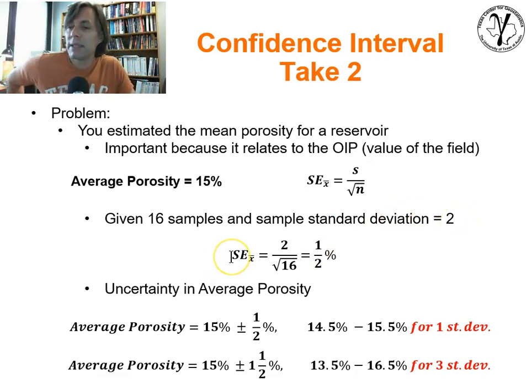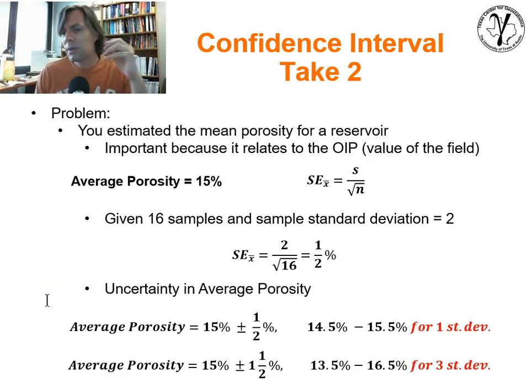So the sample standard error in the mean of that porosity, the average porosity, is going to be s over square root of n, 2 over square root of 16. I made it easy math on purpose. That will be equal to 1/2% in porosity units, just porosity. So that's our uncertainty. You could go back to your boss and report the uncertainty in average porosity is 15% plus or minus 1/2%, so 14.5 to 15.5% for the first standard deviation.